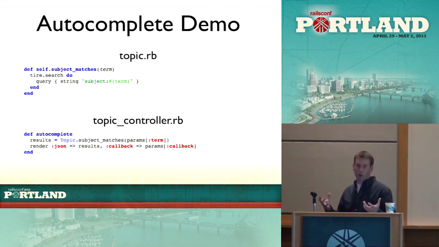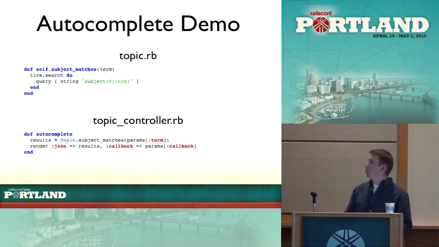So what if we want to do something interesting? You're like, great, show me something that's cool. So we'll do a quick autocomplete demo. In our example here, in topic, we're going to do an autocomplete on search. All we need to do is define a method, use the Tire DSL. We're going to search on the subject for a given term, and that's all there is to it. And then in our topic controller, we just expose an endpoint that we can call. In this case, we're just calling it autocomplete, and it's just going to pass the term to the topic subject matches and then render those results.